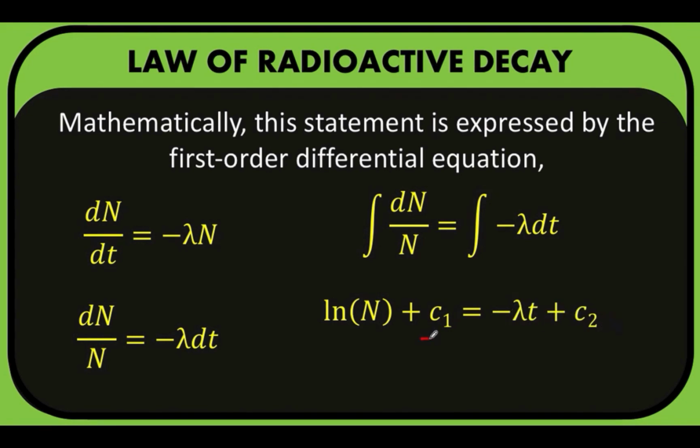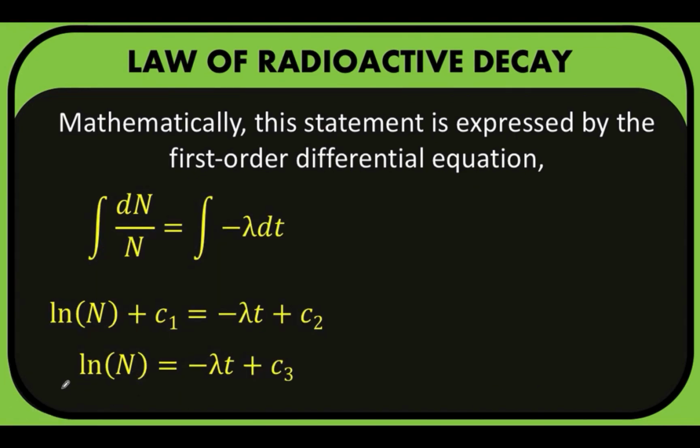Now, subtracting c sub 1 from both sides, c sub 2 minus c sub 1 will result to another constant also, and let's call that constant to be c sub 3. So this equation now can be simplified as ln of n equals negative lambda t plus c sub 3. Let's go to the next page.